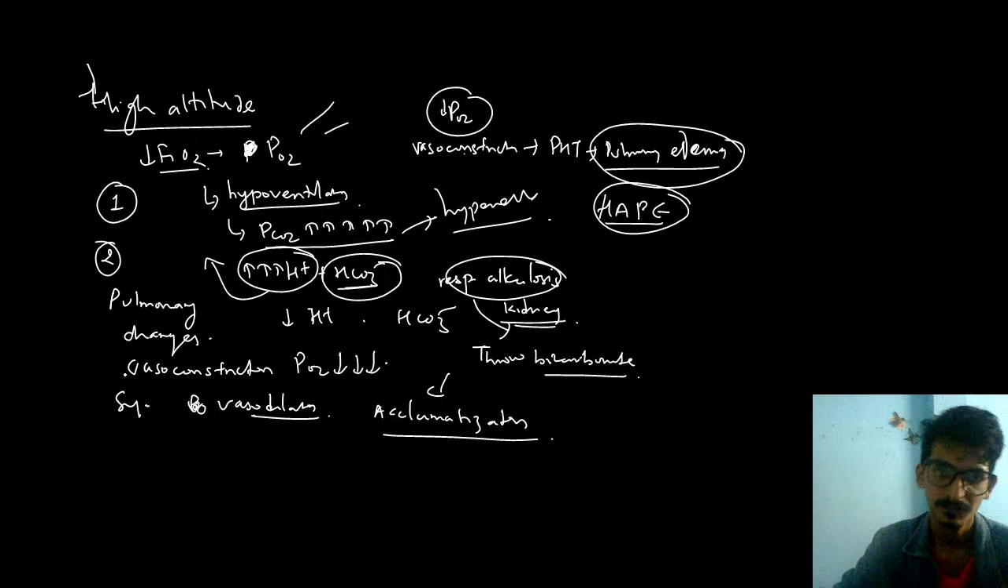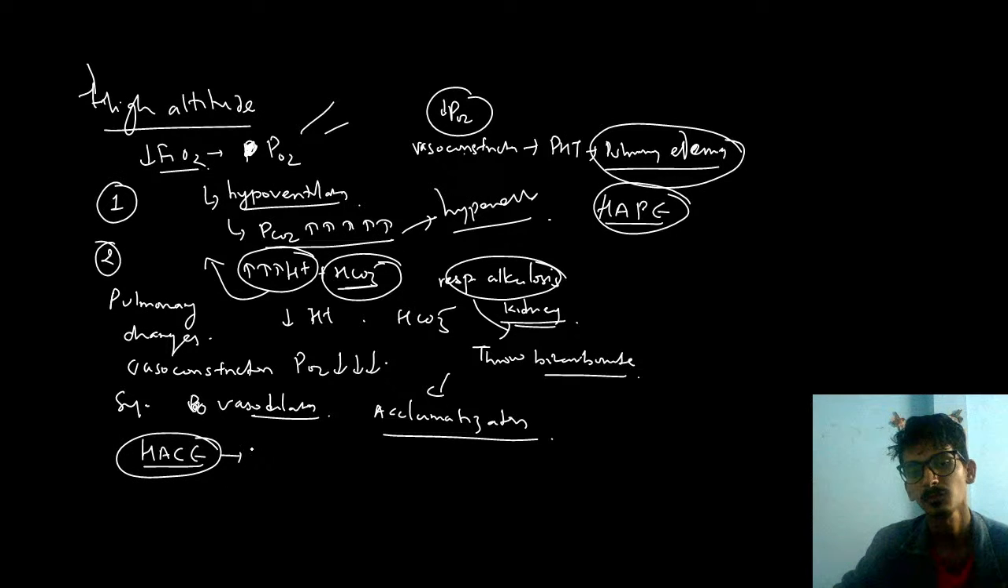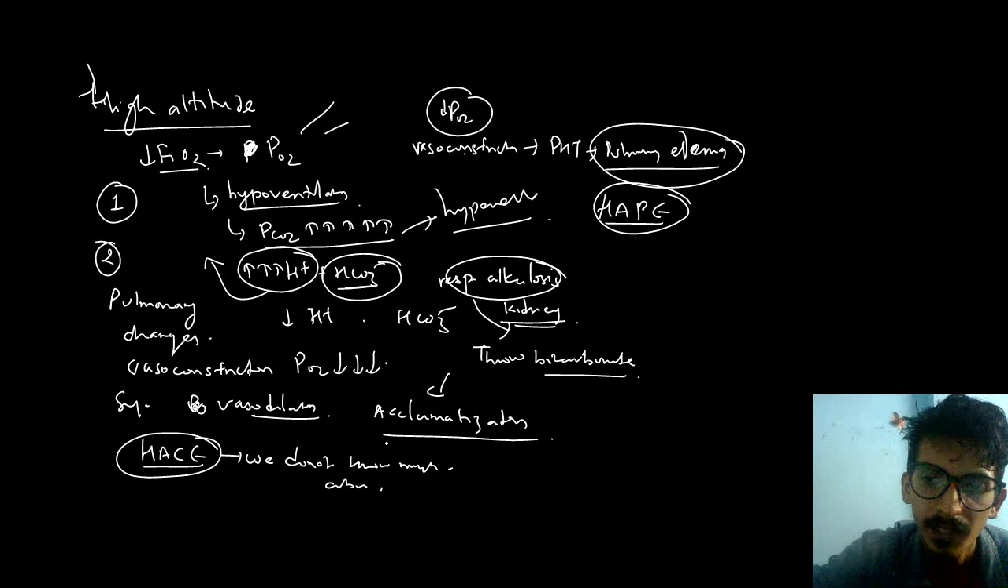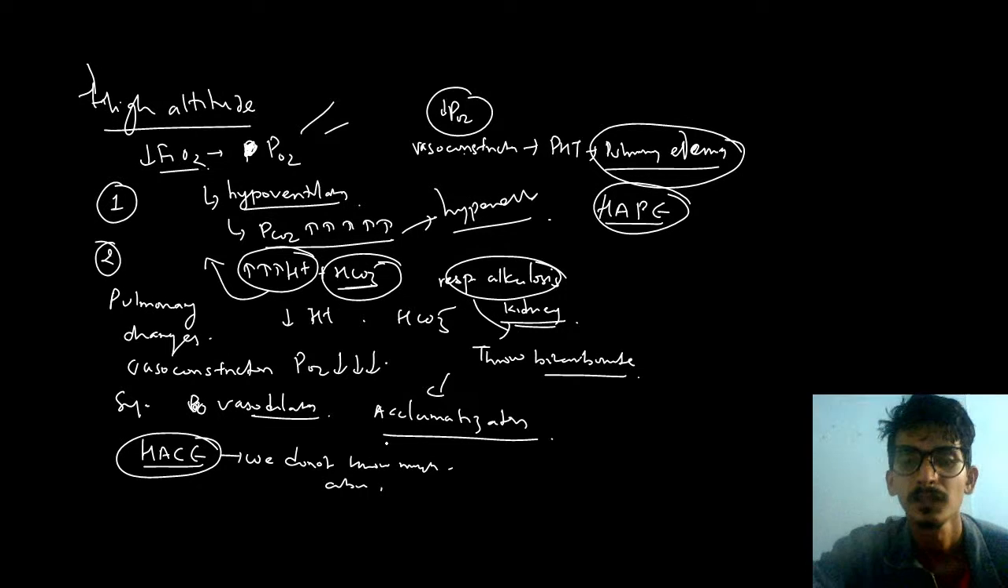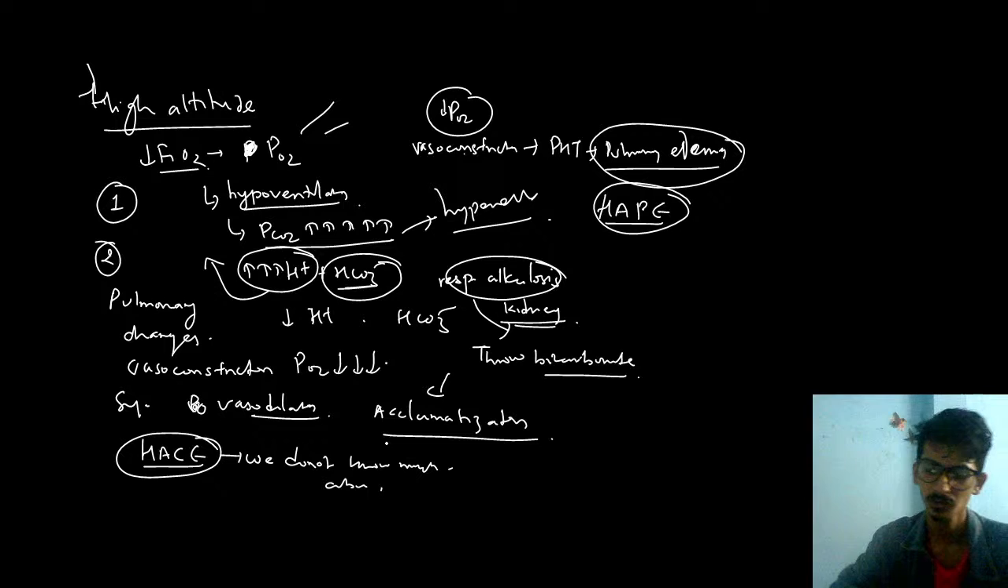High altitude cerebral edema is another concept. This is a cerebral edema. We don't know much about what causes it, but it is said that for the same reason as the pulmonary changes, similar changes occur in the cerebral circulation, and that can lead to edema in the cerebral circulation too. Okay, that is the little concept about high altitude.